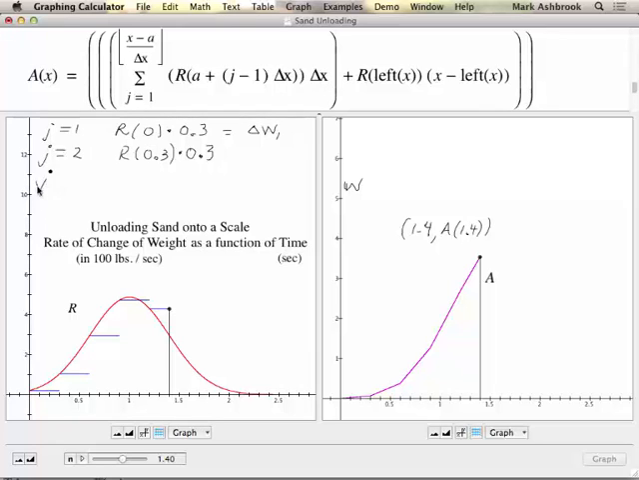So for each J, interval 3 becomes R of 0.6. That's the constant rate for the third interval times delta X equals delta W3. And then J equals 4. When you put J equals 4 in here, you get R of 0.9. R of 0.9 is the rate at the left side of the fourth interval, which we use to pretend to be the rate for the whole interval.